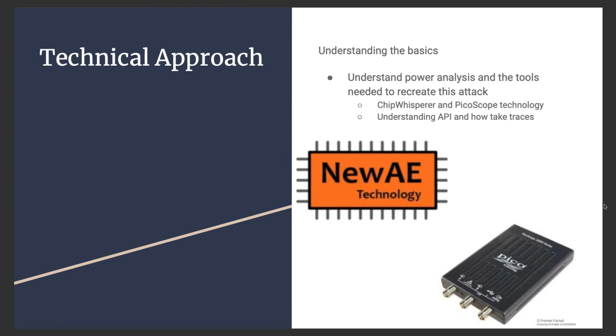So the technical approach. We first started with understanding the basics, understanding power analysis and the tools needed to do it. We were introduced by the professor to ChipWhisperer. ChipWhisperer includes some hardware as well as software for power analysis and taking traces. It's really cool. We've been using the ChipWhisperer Nano, which is hardware put together already that makes it easy to learn and go through some of the tutorials so you can understand their API. That's been another thing we've been learning: their API and how to take traces of these differential measurements, as well as graph and plot them.